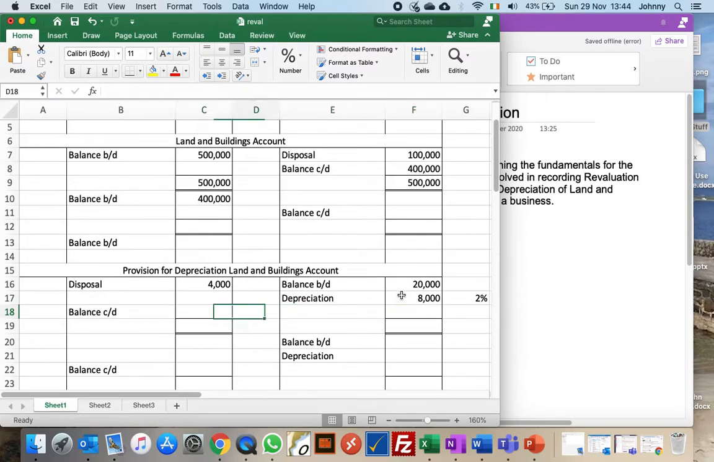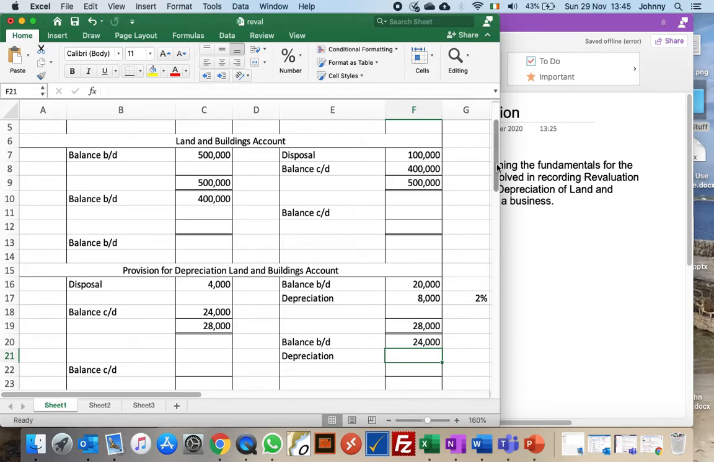When we add these two numbers together, we have the same figure as the total over here. So that means my balance CD at the end of the year is 28 minus 4. That means I'm starting off the following year with 24 grand in my provision for depreciation account.